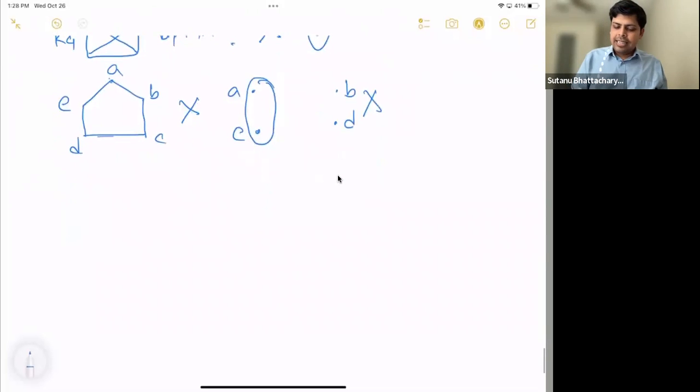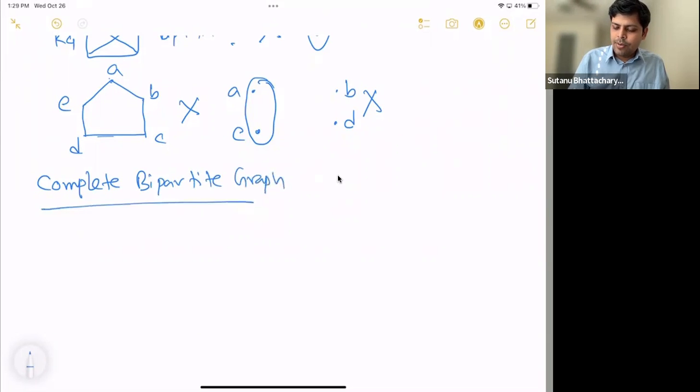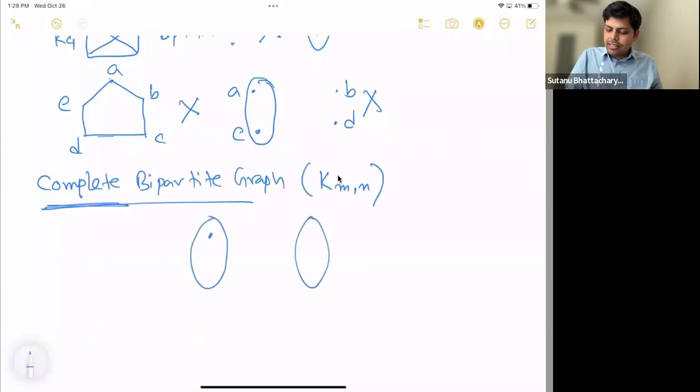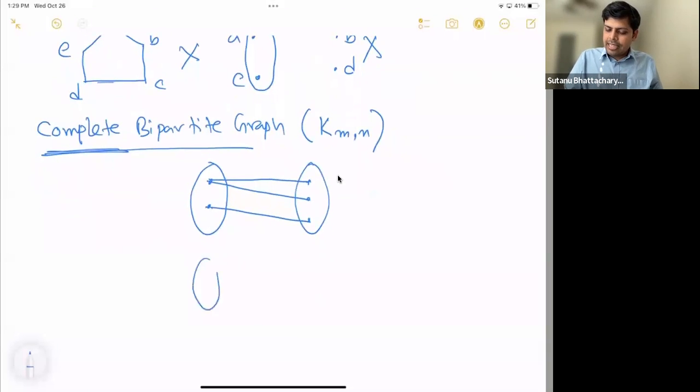So similar to the bipartite graph, there is also a graph called the complete bipartite graph, which is denoted as capital K M, N. Complete means there should be all edges. So here, complete graph means, suppose this is one graph. Now the edges look this way. And there is another graph very similar to the previous one.